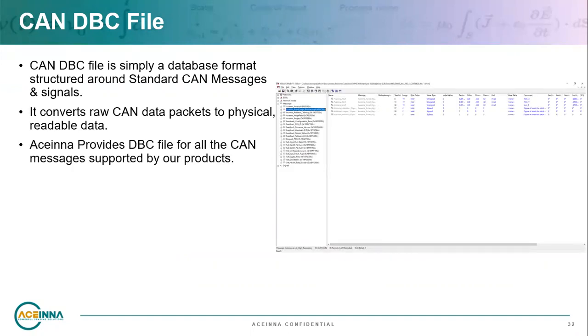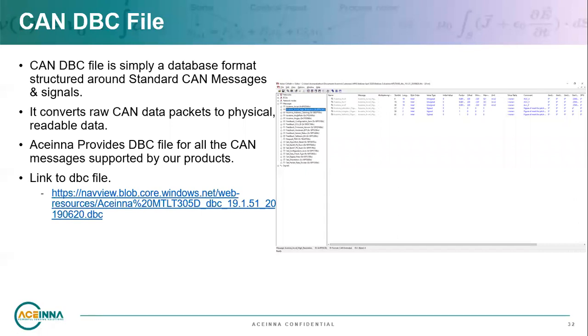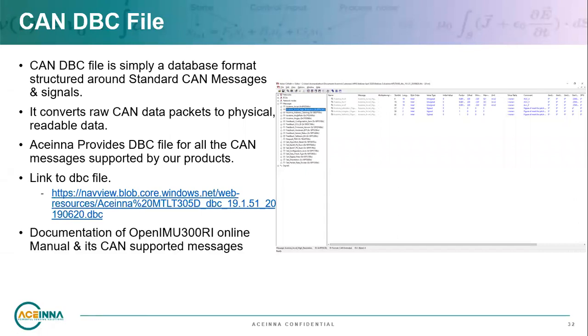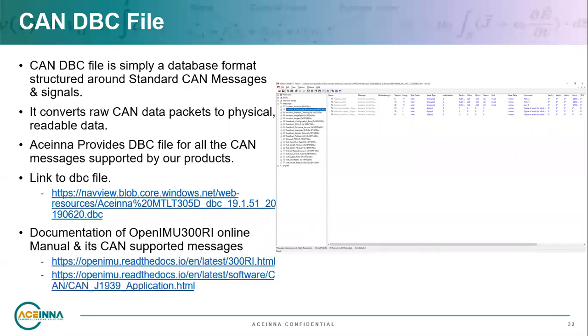Aceinna provides a DBC file for all the CAN messages that are supported by our products. As you can see, this DBC file can be opened in any tool. We can use a Vector CAN DBC editor and look at the structure of the message, and you can use it for your CAN tool as well. The link to the DBC file is provided online, and all the documentation for the OpenIMU300RI manual and all the CAN messages supported by this product is explained in detail in the online documentation.